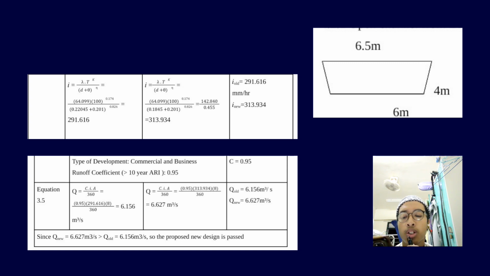So for the runoff coefficient, we use more than 10 years, and so C is 0.95. For Q old, we get 6.156 meter cube per second. For Q new, we get 6.627 meter cube per second. So the conclusion is, since Q new is larger than Q old, the proposed new design is pass.